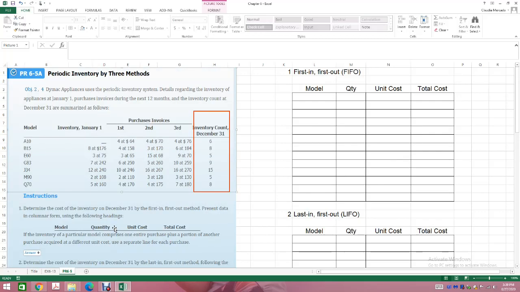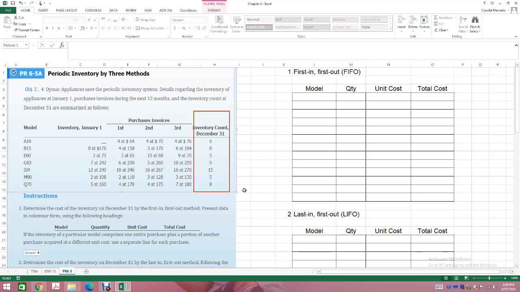Let's look at the data that we have. We have the different model numbers, beginning inventory if applicable, first purchase, second purchase, third purchase, and what we had left at the end of the year. So determine the cost of the inventory at December 31st. They want to know the cost of these 6 units, these 8 units, these 5 units, these 9 units, these 15 units, these 5 units, and these 8 units in total for this specific period.